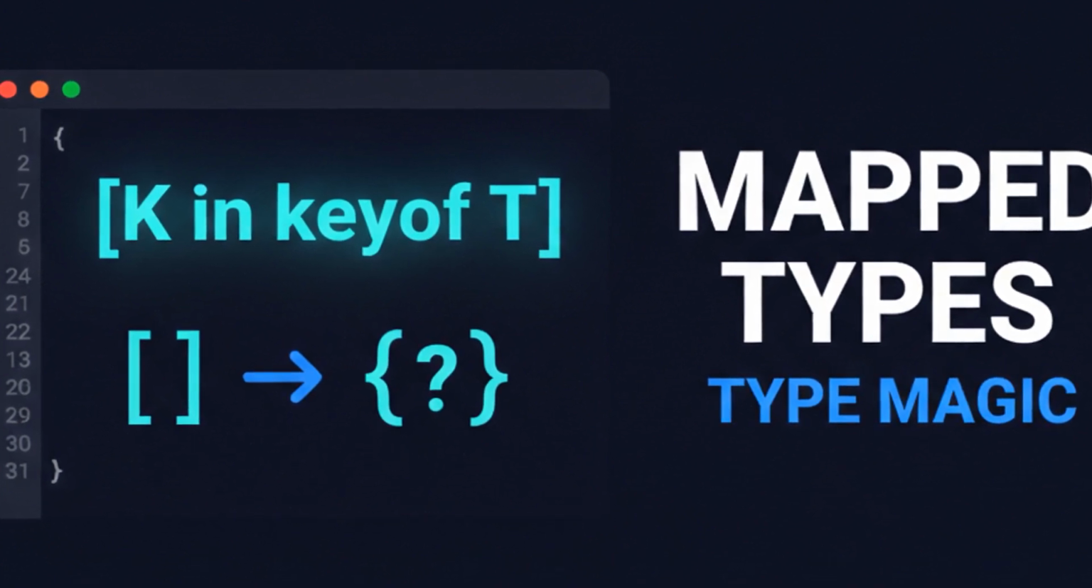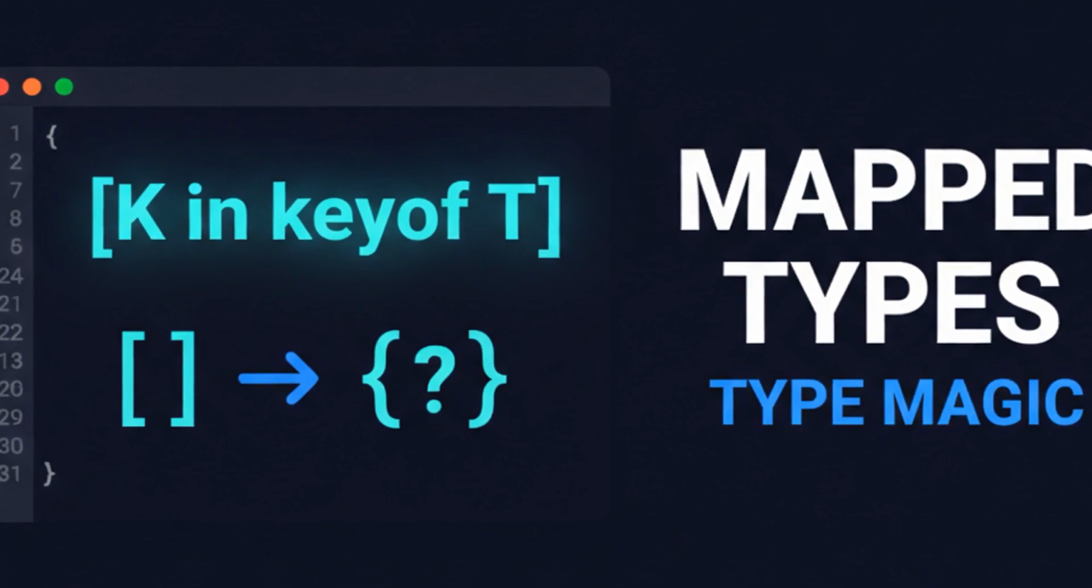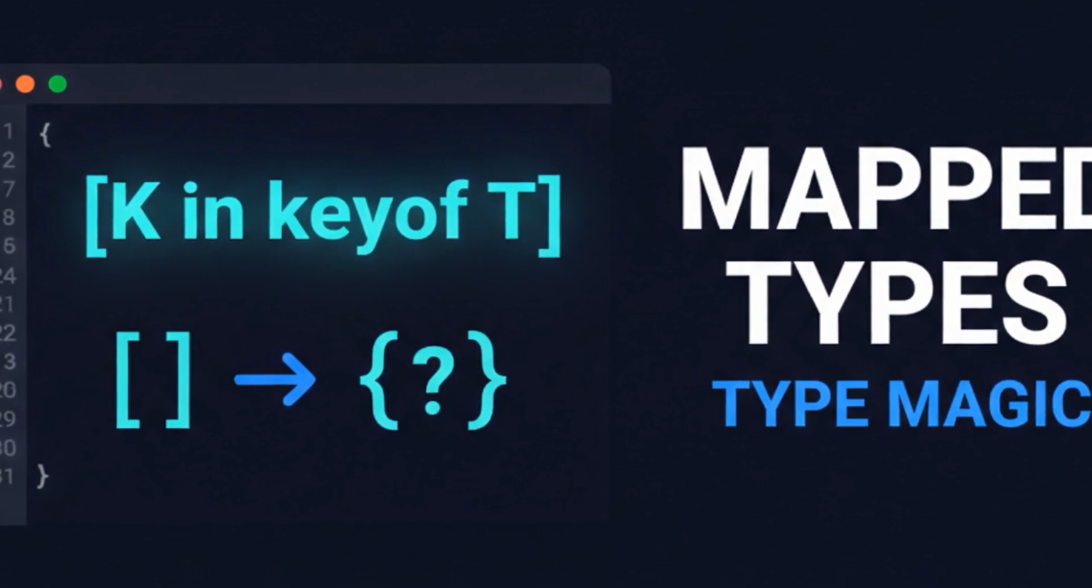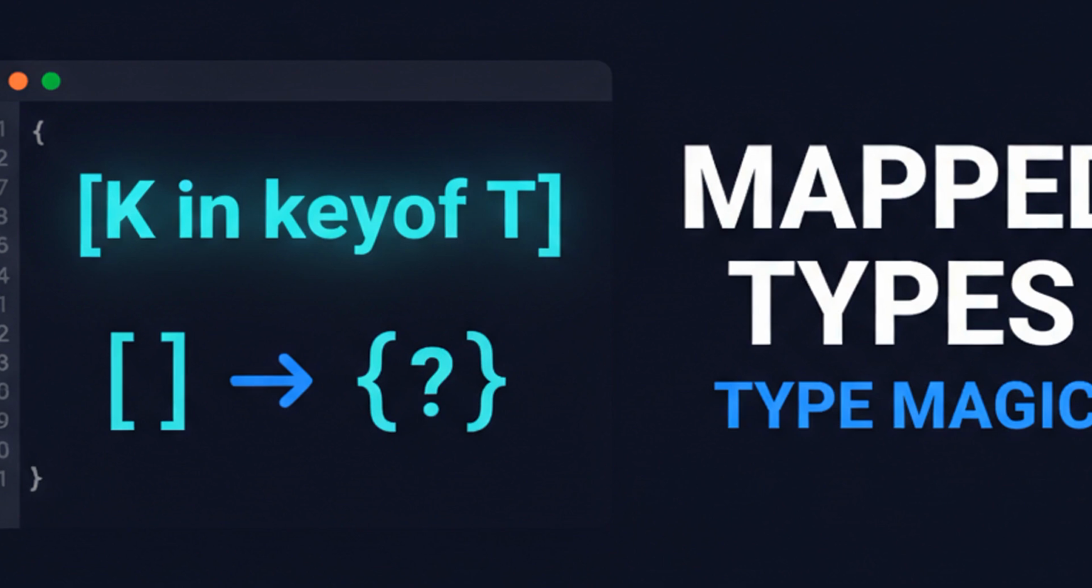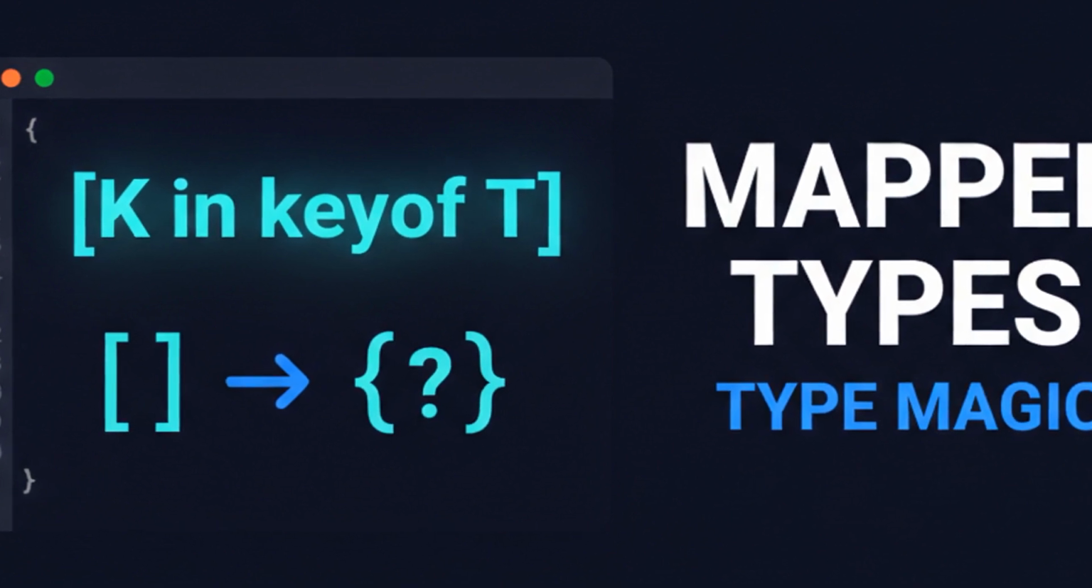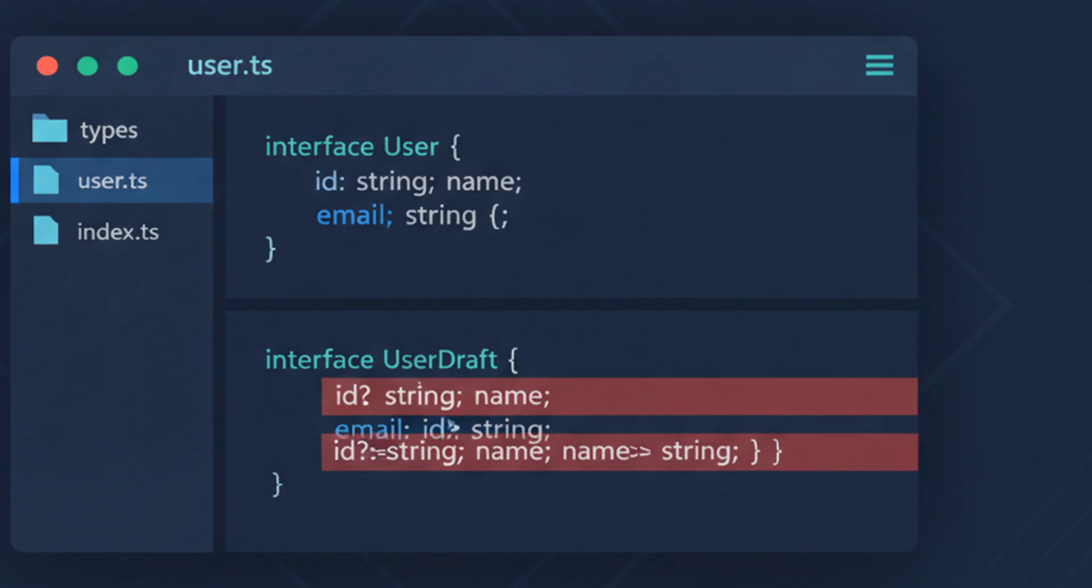Mapped types. They let you generate one type from another automatically. Master this, and you'll write half the type code you write today. Let's start with a real problem.